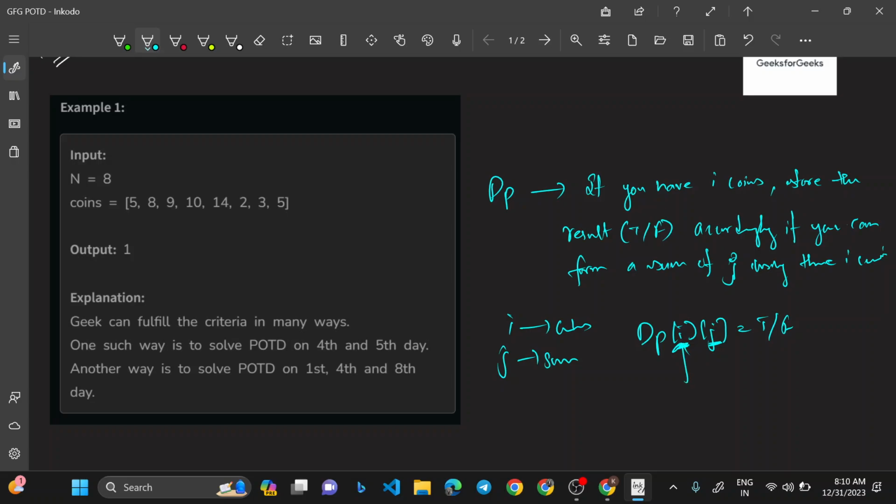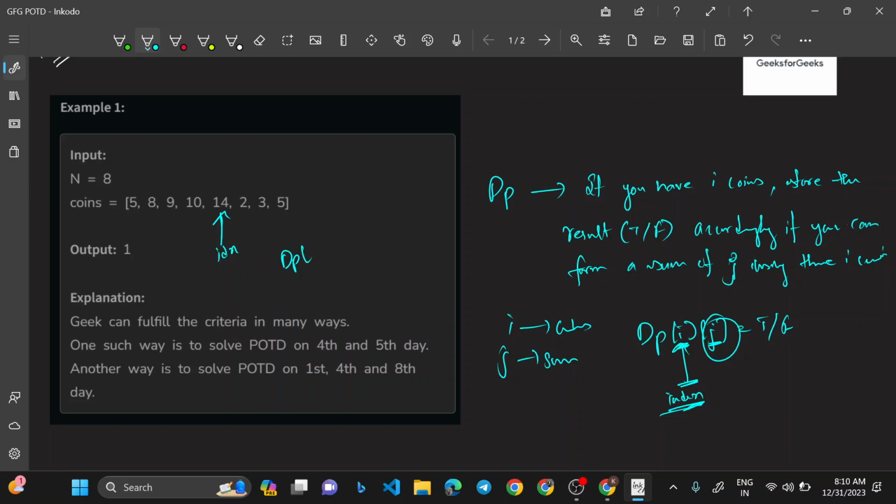I mentioned the index. Index in the sense that, till that index, you can try to use any coins till that index to make a sum of j. That is what it mentioned. So let us assume I'm talking about this particular index idx.